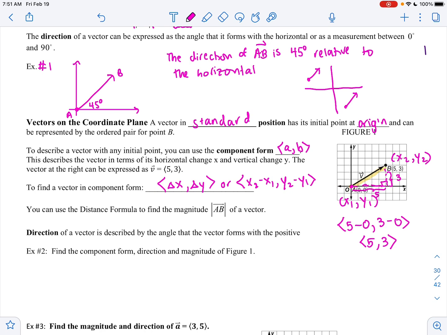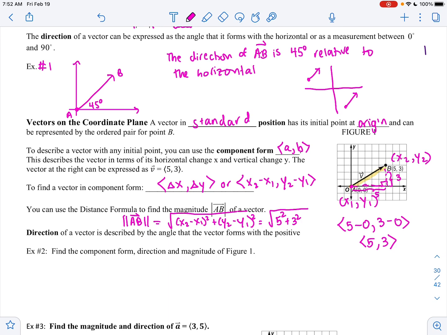So to find the magnitude of vector AB, we would say the magnitude, again, the double absolute value bar symbol is magnitude, is equal to the distance formula or Pythagorean theorem. So I will first write for you the distance formula just so you have it in your notes: the square root of change in x squared plus change in y squared. Here in this case, the change in x we've already done. That's 5. The change in y is 3. So it's the square root of 5 squared plus 3 squared.